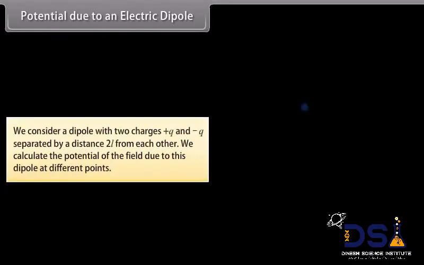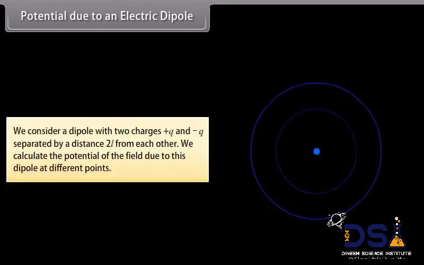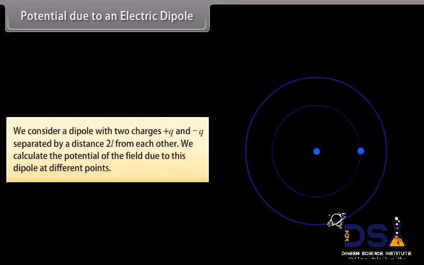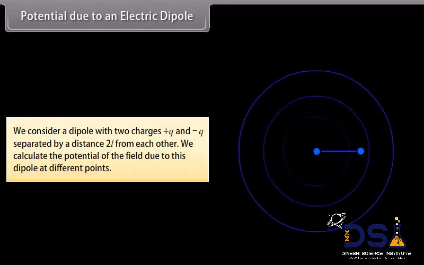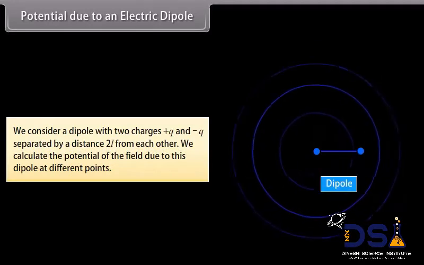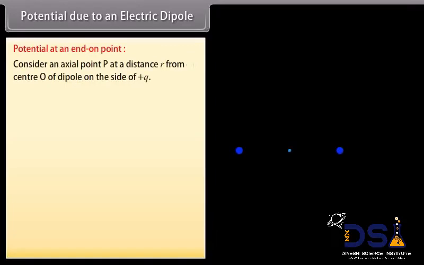Potential due to an electric dipole. We consider a dipole with 2 charges, +q and minus q separated by a distance 2l from each other. We calculate the potential of the field due to this dipole at different points. Potential at an end-on point. Consider an axial point P at a distance r from center O of dipole on the side of +q.